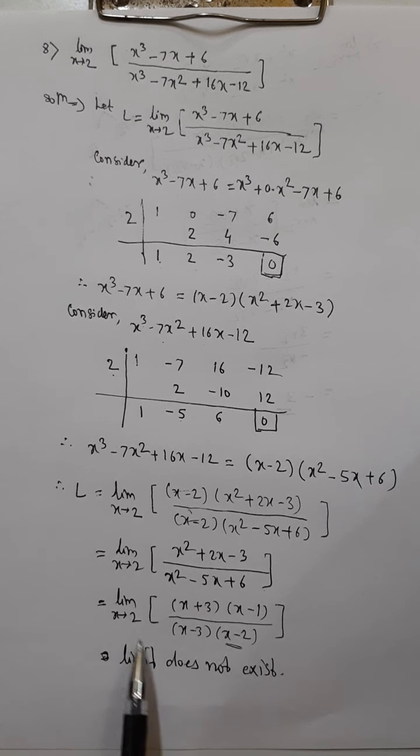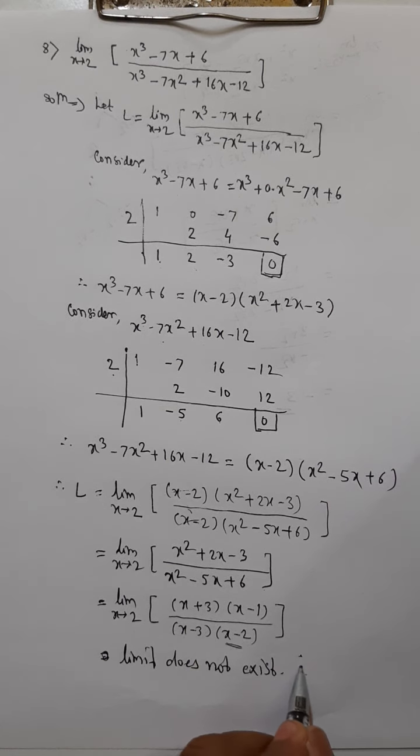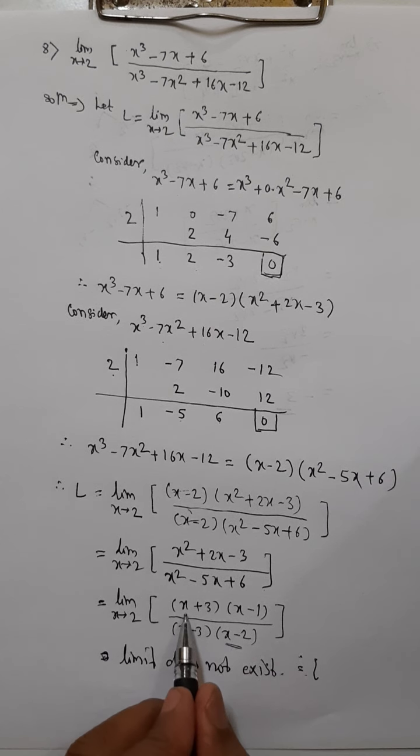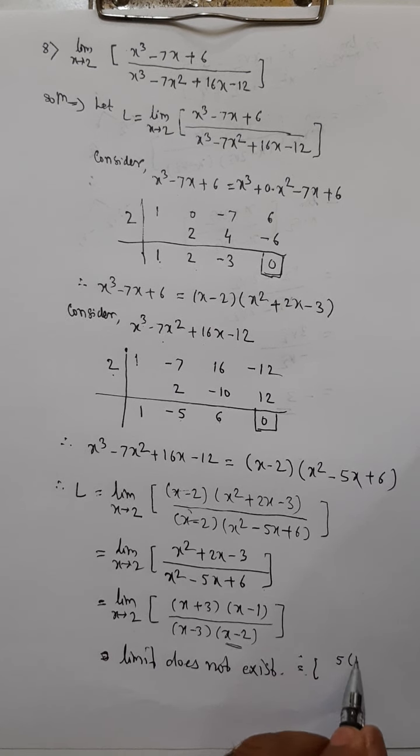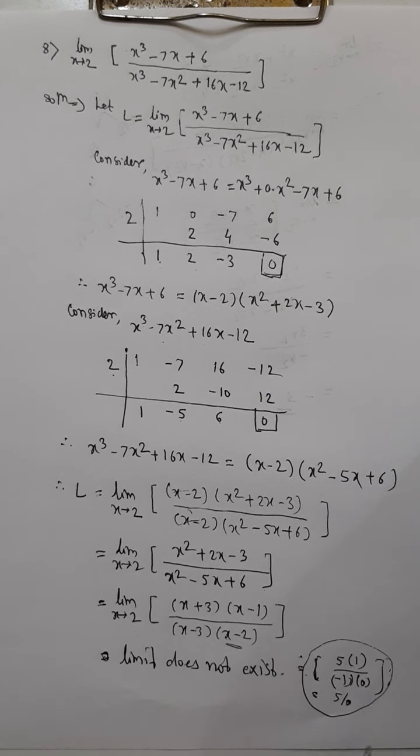Because when x tends to 2, the denominator becomes 0 here. So we get 0 in the denominator, right? Note that numerator 2 plus 3 is 5, 2 minus 1 is 1, denominator 2 minus 3 is minus 1, and 2 minus 2 means 0. That means we get 5 divided by 0, and that is a meaningless quantity. Note that 0 is in the denominator, that is a meaningless quantity. That means the limit does not exist here. That is the answer. Okay, we'll stop here. Thank you.